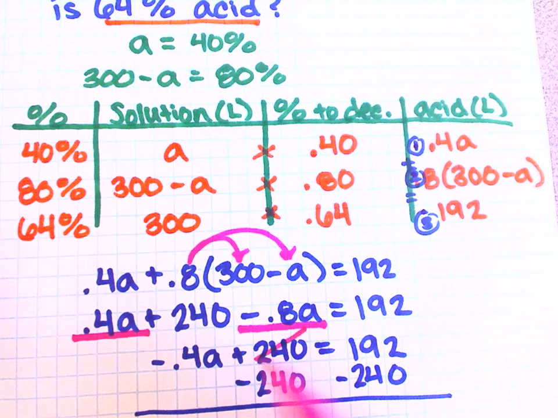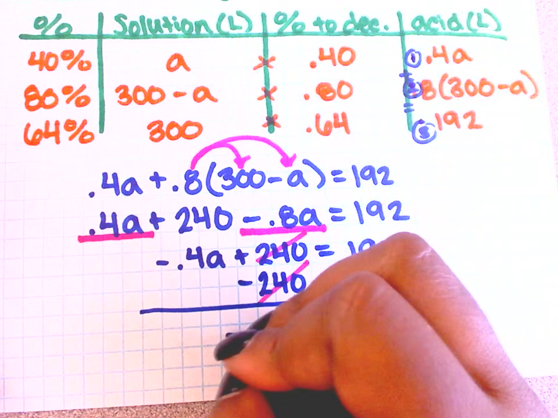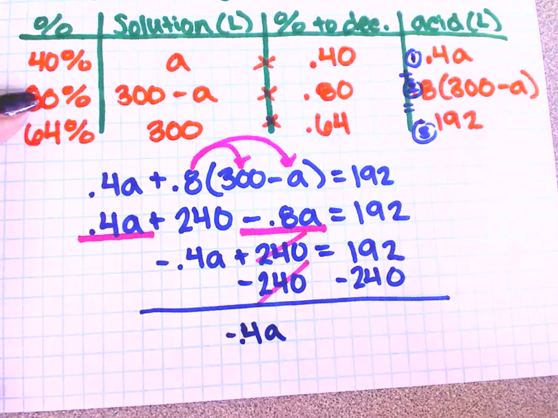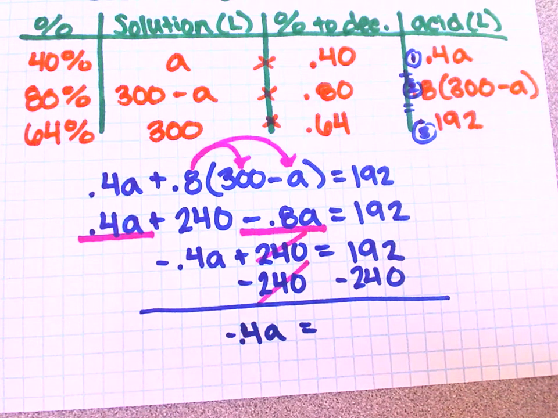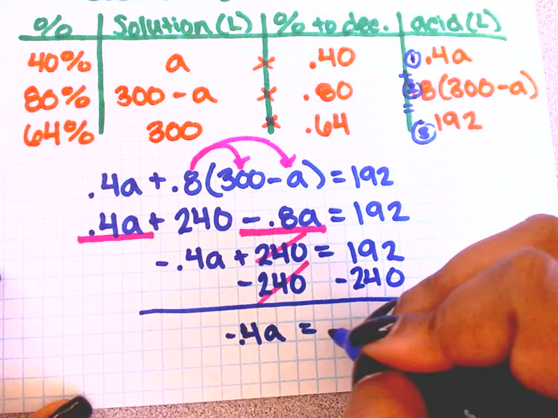Okay, my positive 240 and my negative 240 cancel each other out. So on the left side, I'm left with negative 0.4a equals, subtract 192 from 240. They are different signs. Subtract, keep the sign of the higher number, so I know it's going to be negative. So it's going to be a negative 48.